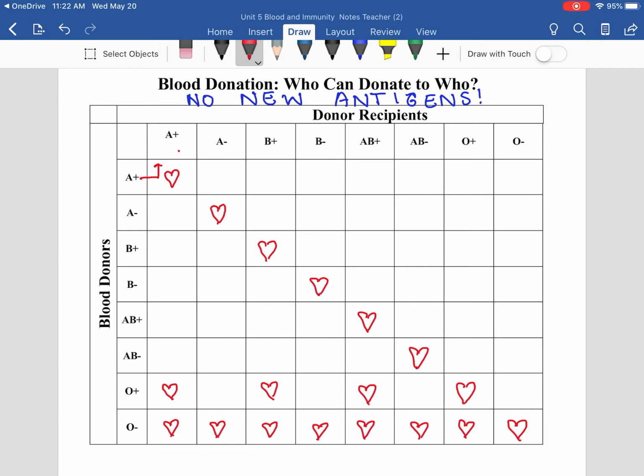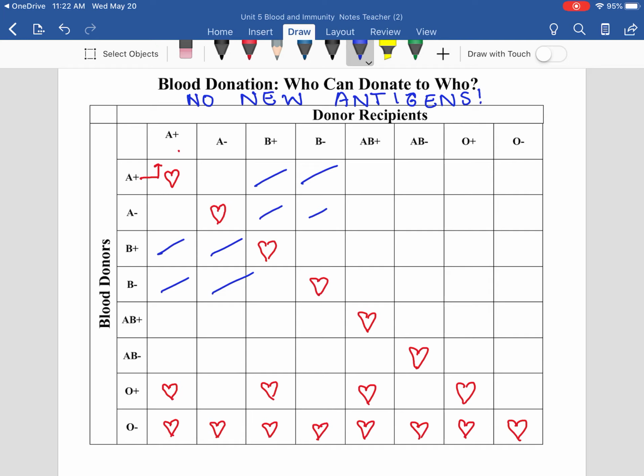All right. Now I'm going to kind of go through and cross off some that I know won't be able to donate. So I know that A is definitely not going to be able to donate to any B. Okay, reason for that is because B blood types will have antibodies for A. Okay, and B is not going to be able to donate to any A. So let's cross off a few of those things.